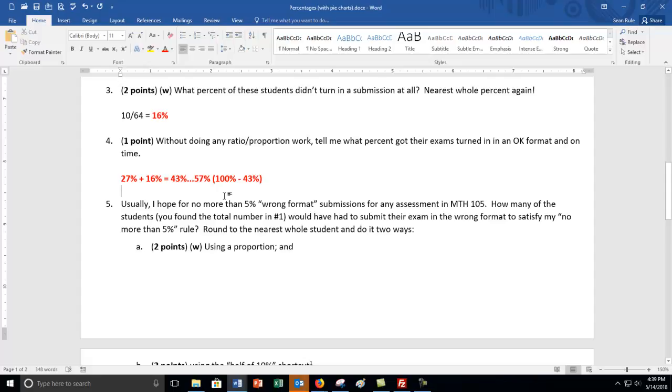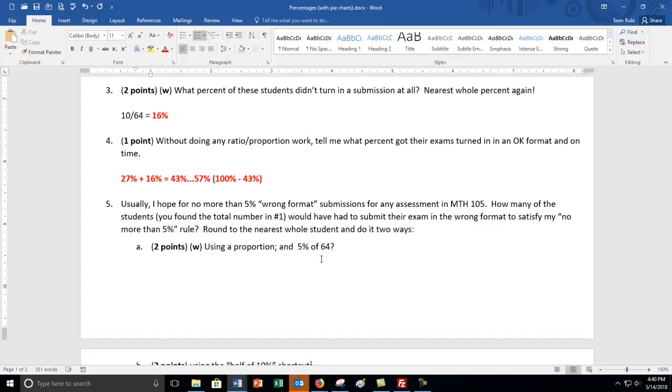Okay, this one's fun. Usually I hope for no more than 5% wrong format submissions for my assessment in Math 105. How many of the students would have had to submit their exam in the wrong format to satisfy my no more than 5% rule? So what I'm asking for here is, what is 5% of that 64?